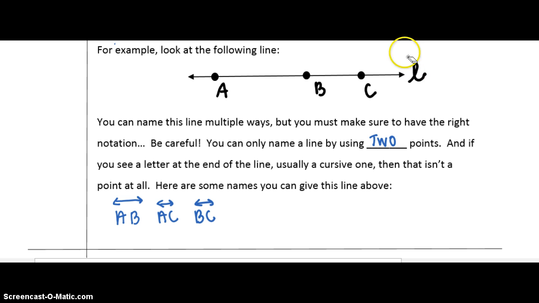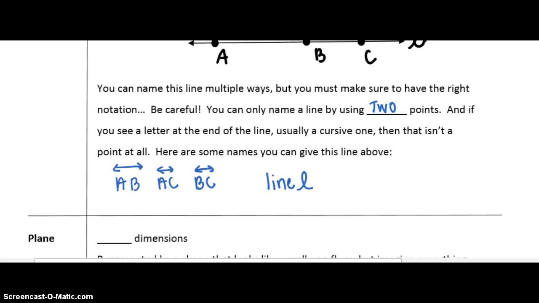Let's talk about what we do with this little letter here at the end, though. If you see that letter at the end, it's not a point. That's actually a name for the line. So you could also just call this line L. All of those would be the exact same line, and they would all be correct if you had to name it. All right, let's keep going.